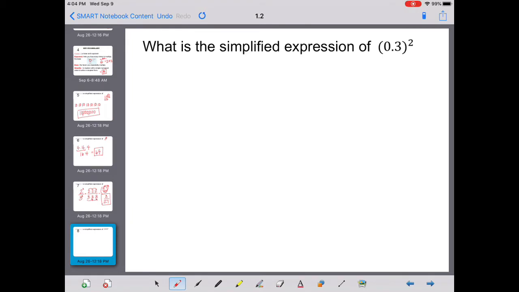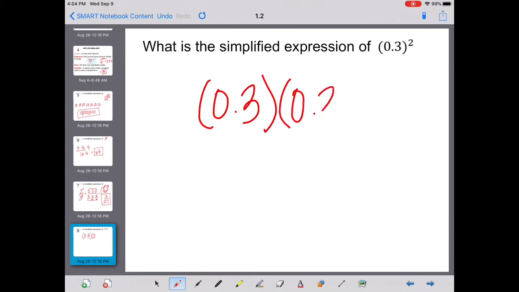Last but not least for this type of problem is, what is the simplified expression of 3/10 to the 2nd power? That means I need 0.3 times 0.3.